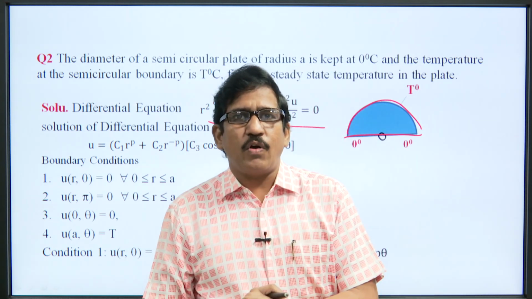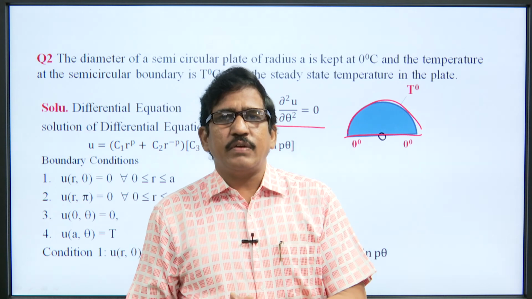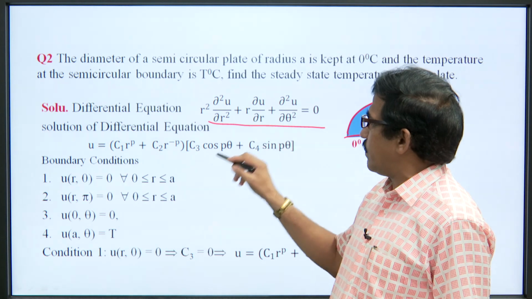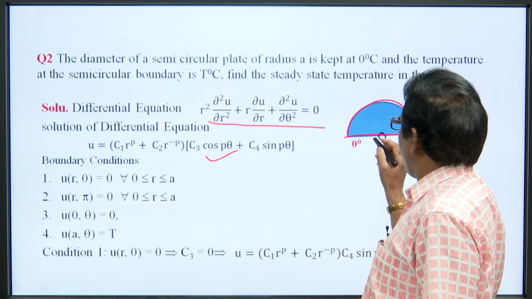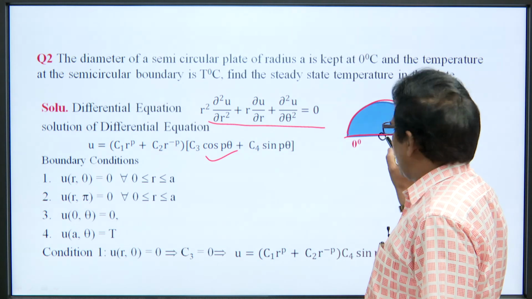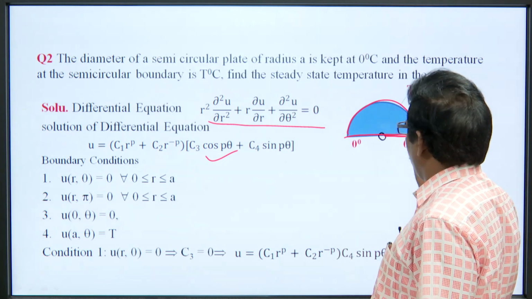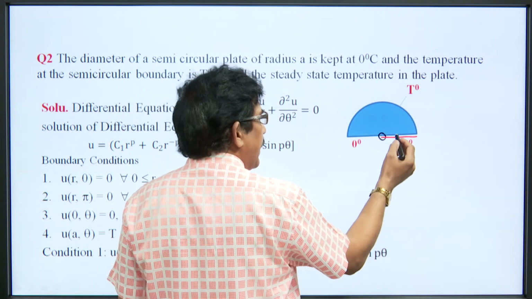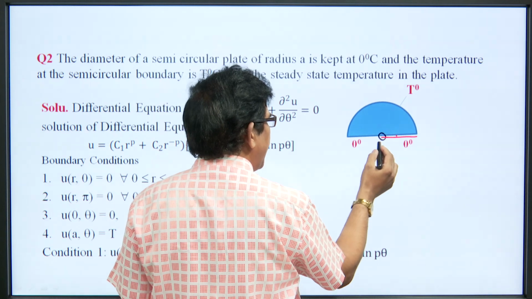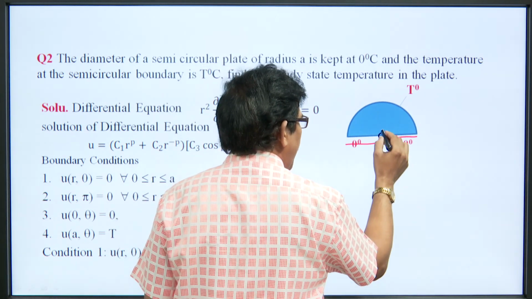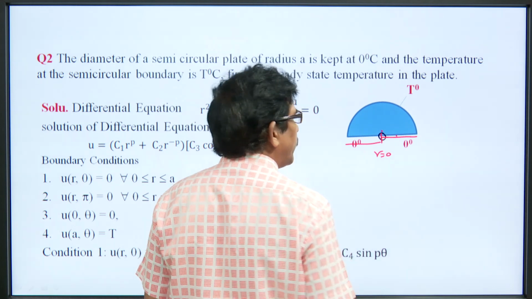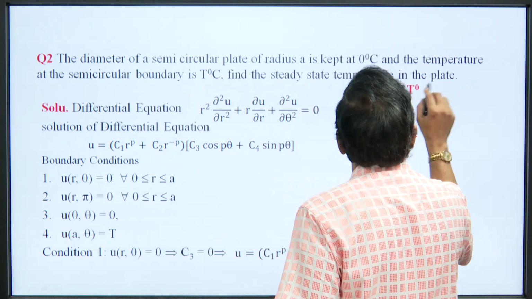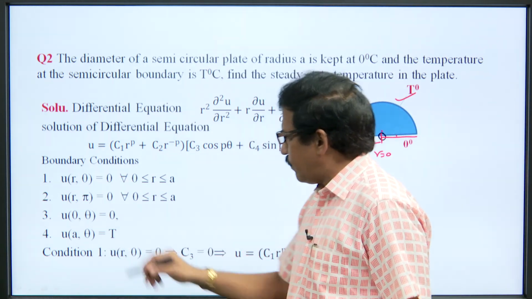In this polar system, take u as a function of r and theta, and the solution of this equation would be like this. Now the conditions. First condition: when theta is equal to 0, temperature is equal to 0. Second condition: when theta is equal to pi, temperature is equal to 0. Third condition: when r is equal to 0, temperature is equal to 0. And fourth condition: when theta and r are any, then temperature is equal to T. All four conditions.